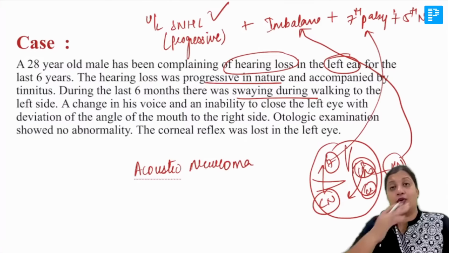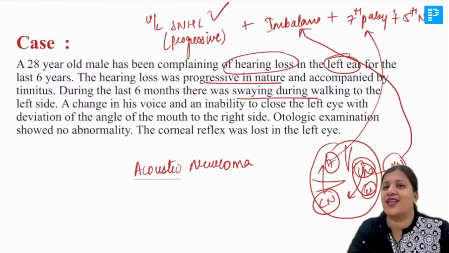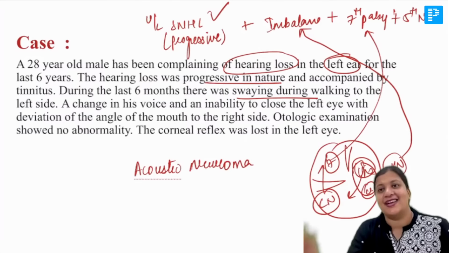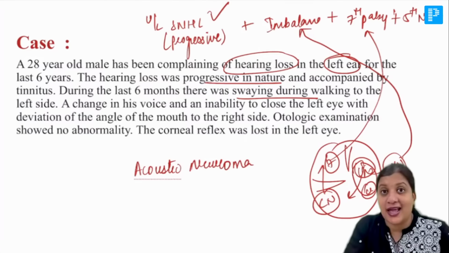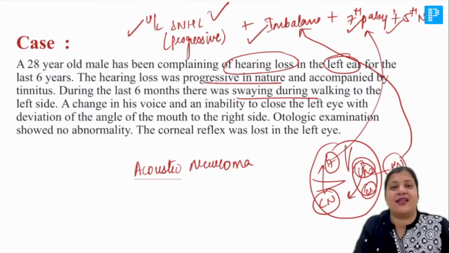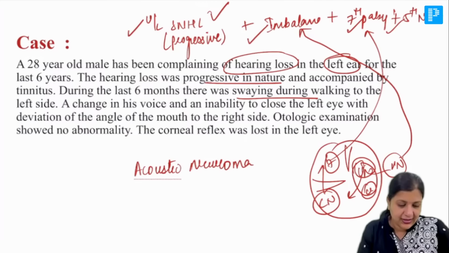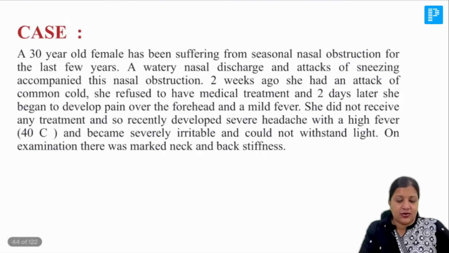Yes. And if it goes medially towards the apex of the petrous bone and from there it spreads to the fifth nerve, can it cause fifth and sixth nerve involvement? Yes. And if it spreads inferiorly, will it cause ninth, 10th, and 11th nerve involvement? Yes. The question here was trying to test you whether you know unilateral SNHL with imbalance with fifth, seventh, ninth, 10th, 11th nerve. You should think about acoustic neuroma. Okay. Chalo. Let's go to the next question.